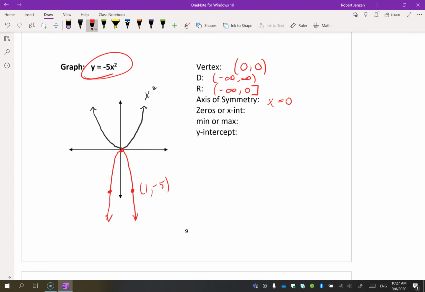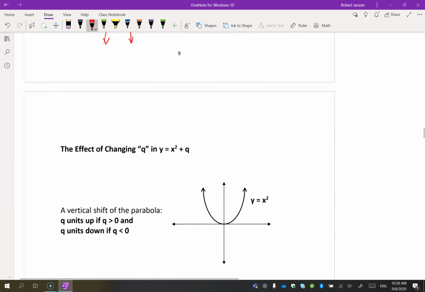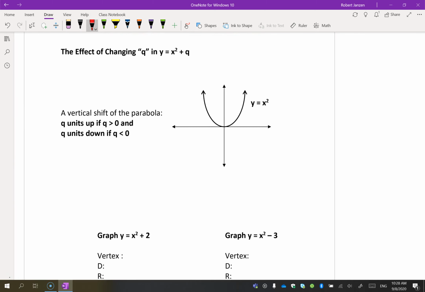What are the zeros or x-intercepts? There is only one. It's at 0. Does this have a min or a max? It has a max. And what's the y-intercept? 0. Okay? So that's how you're going to be graphing now. You're going to be able to look at the regular graph and just know how it is, and we use the word transformed. Okay, so that's the first characteristic of change.